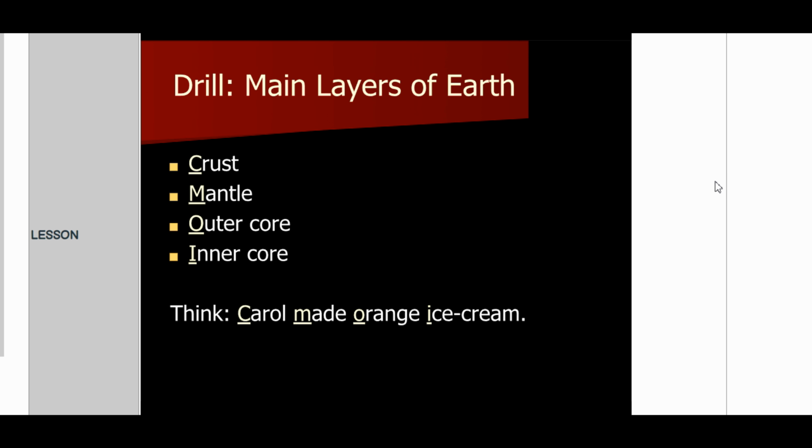If you can't remember crust, mantle, outer, inner, you can use the mnemonic device, Carol made orange ice cream. A mnemonic device means that the first initial of the phrase you remember is the same as the first initial of each word that you're trying to remember. So crust is on the outside, and as we work our way in from there, we have mantle, outer core, and then finally at the very center of the Earth is the inner core.